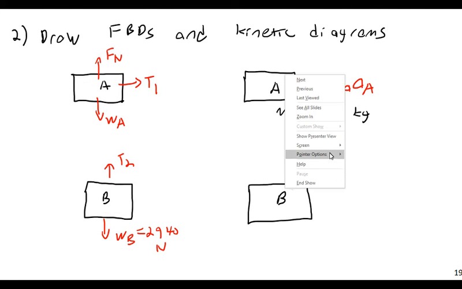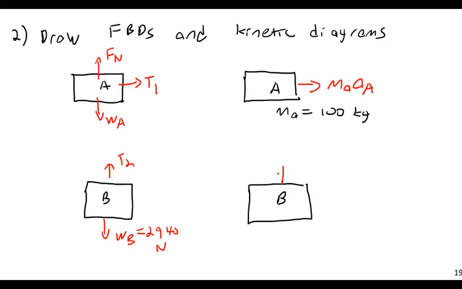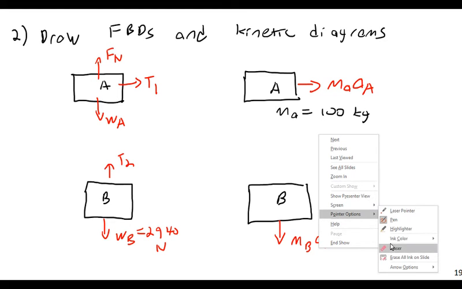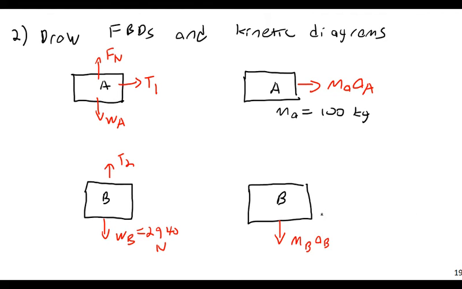And then on block B here, there's going to be tension 2 pulling upward. Oh, sorry, that's not on inertial diagrams. I'm confusing it with something else. My inertial force would be here. This would be mBaB, where the mass mB is equal to 300 kilograms.